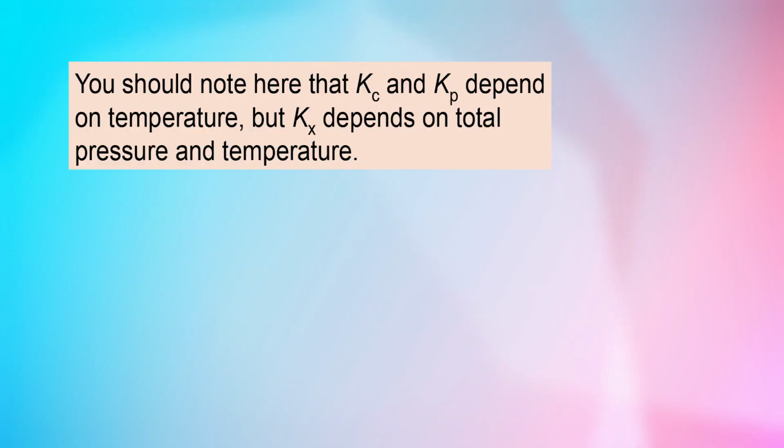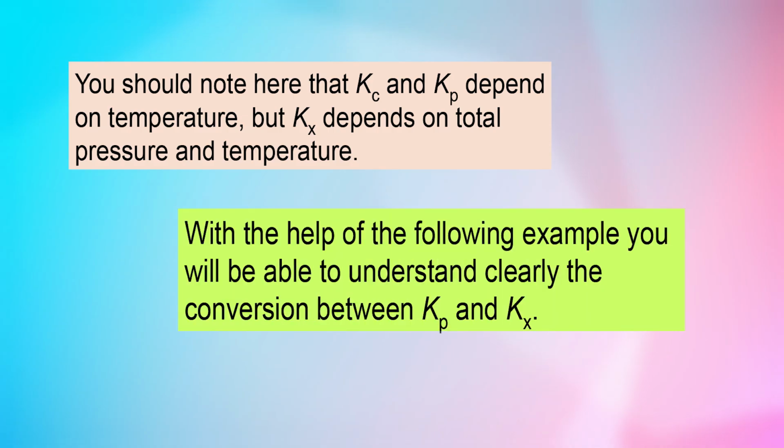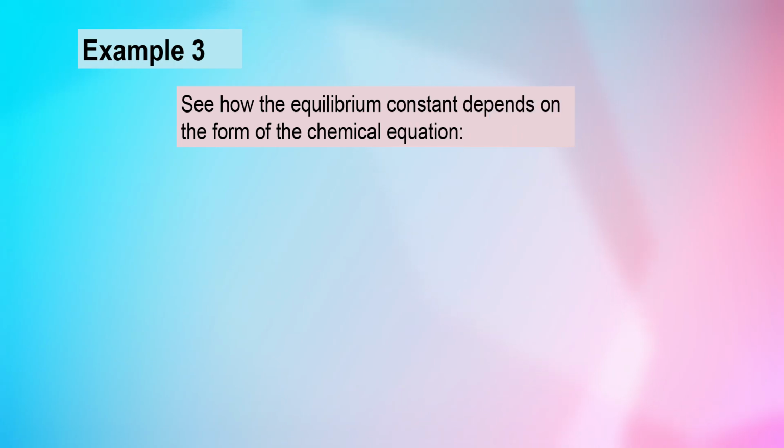You should note here that Kc and Kp depend on temperature, but Kx depends on the total pressure and temperature. Okay? This is something very important. With the help of this next example, you will be able to understand how you can do the conversion very easily from Kp to Kx. You see this example 3, how the equilibrium constant depends on the form of the chemical equation. This you will see here.